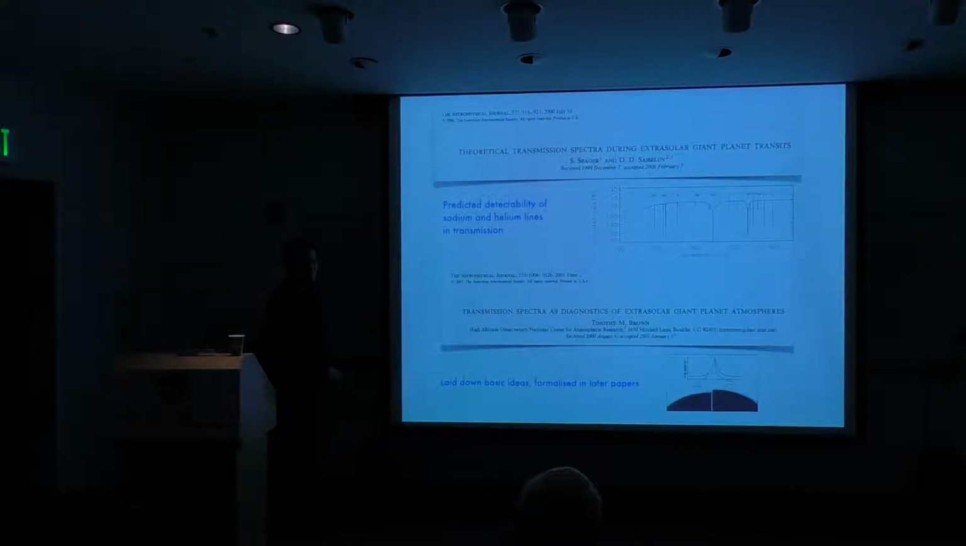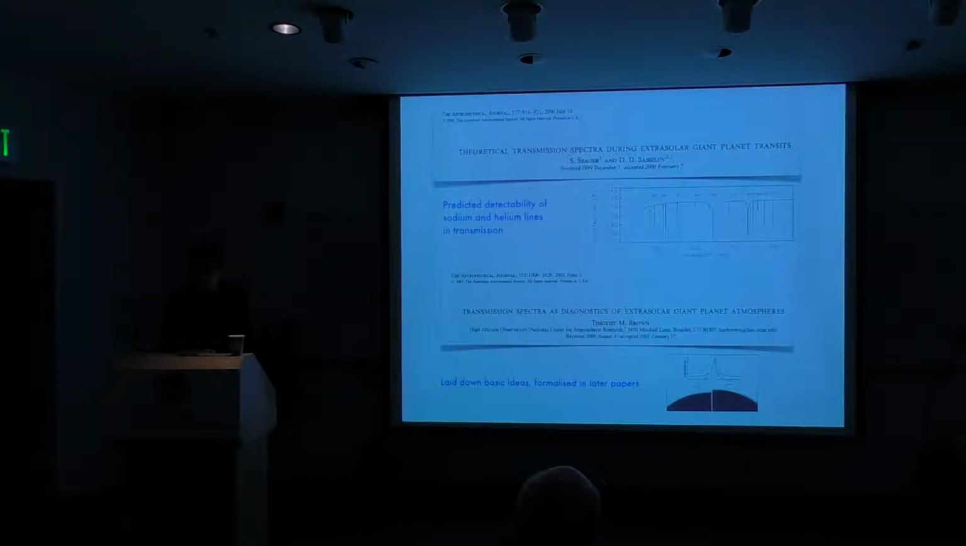There's a very underrated paper by Tim Brown written in 2001. This is an interesting paper because it has almost no equations. It reads like an essay, but he describes essentially all of the ideas that we are formalizing and working on right now in the theory of exoplanet atmospheres. So I very much recommend this paper if you would like to get an overview of transmission spectra.